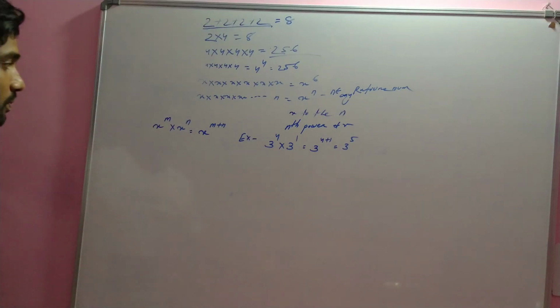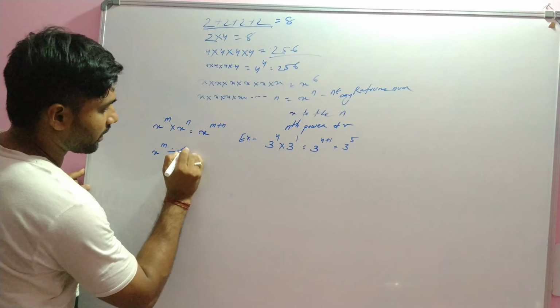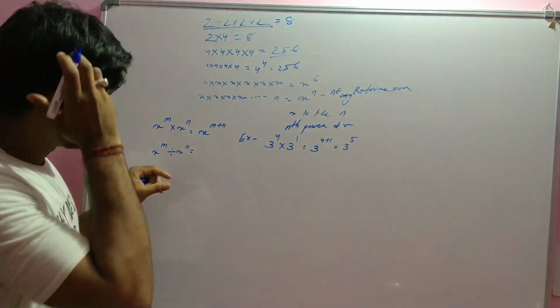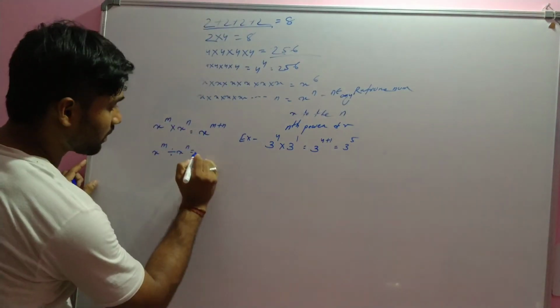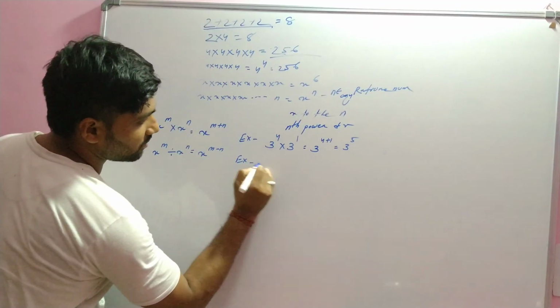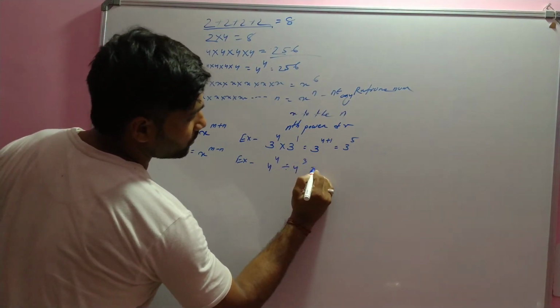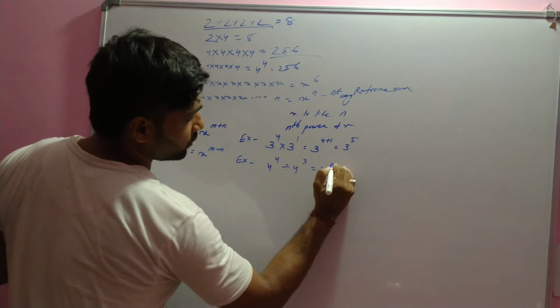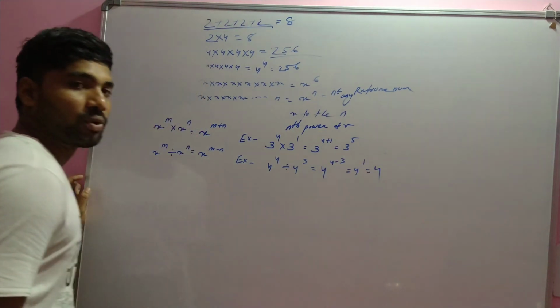And next, if x to the power m divided by x to the power n, if the two exponential form numbers have the same base, different power, it may be written as x to the power m minus n. So let's take an example. 4 to the power 4 divided by 4 to the power 3. That means 4 to the power 4 minus 3, 4 to the power 1, whose value is 4. Okay.